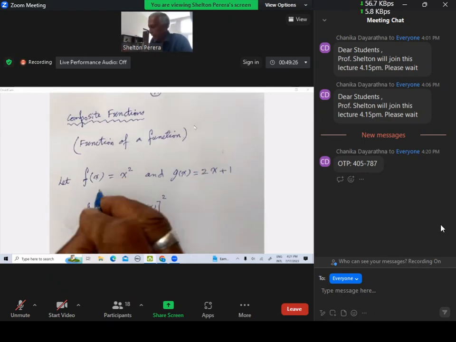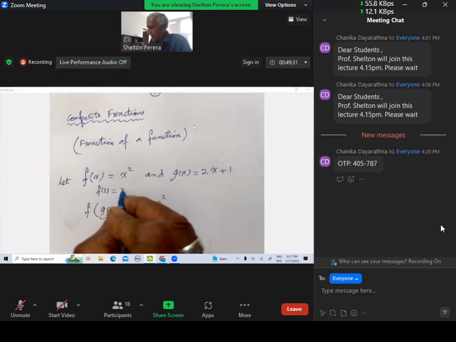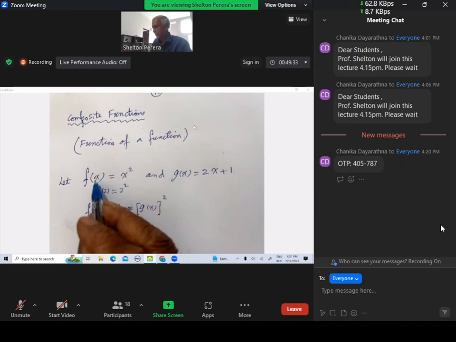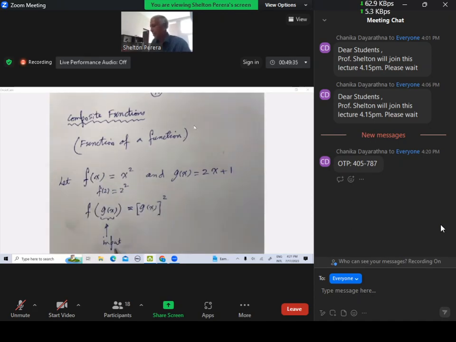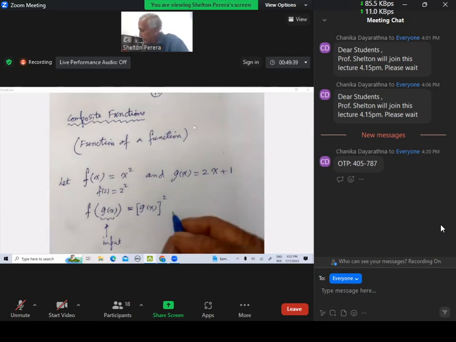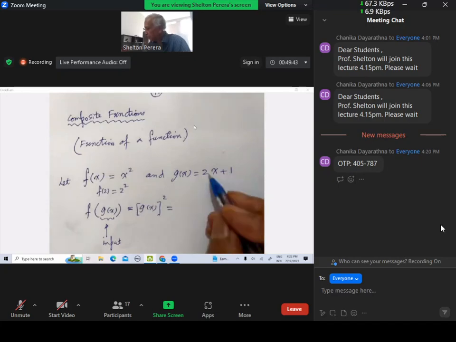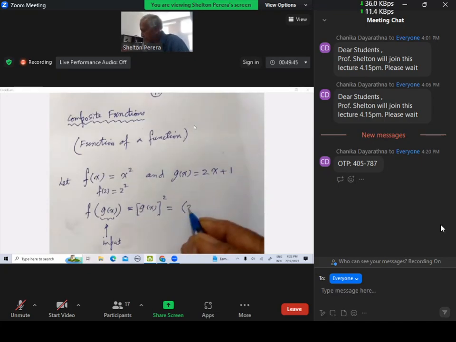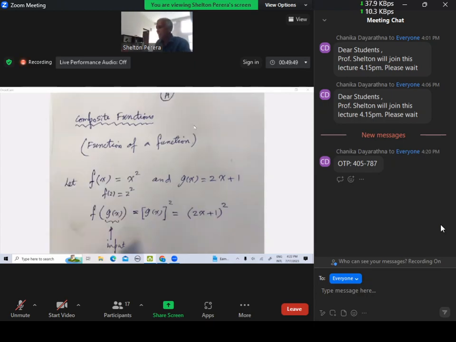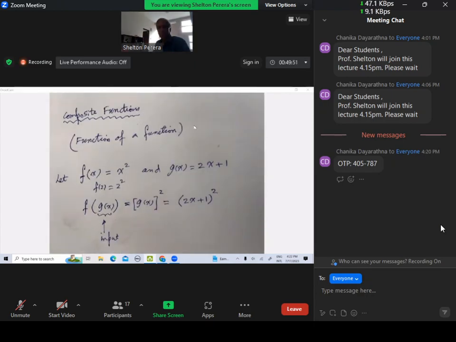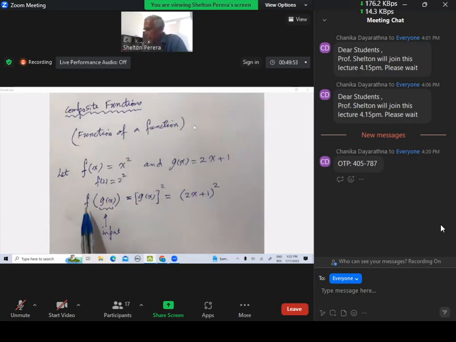Input squared. That is the way. So if you want f of 2, that is equal to 2 squared. Input g of x, then output is going to be g of x squared. Now that is equal to, g of x is 2x plus 1. Substitute that for g of x: 2x plus 1 squared. That is f of g of x. Understand it? It is a function of a function.